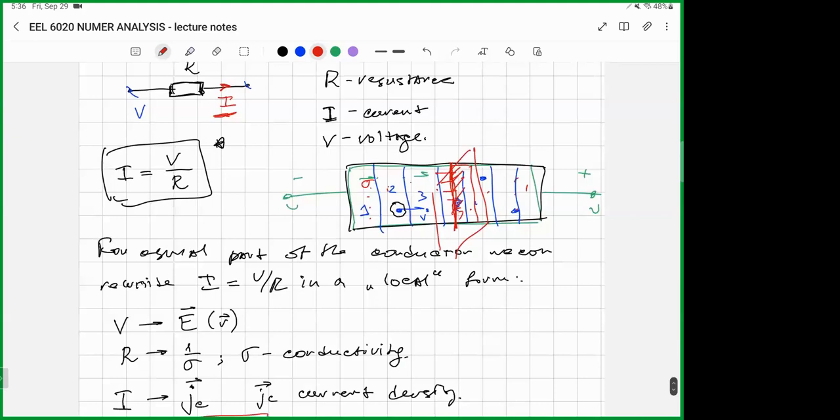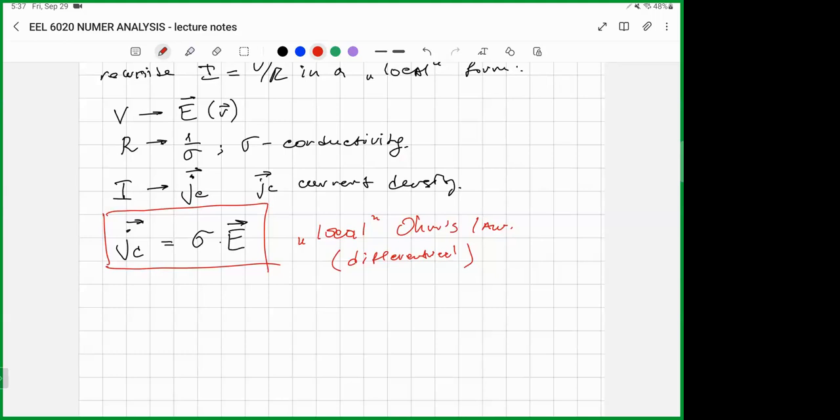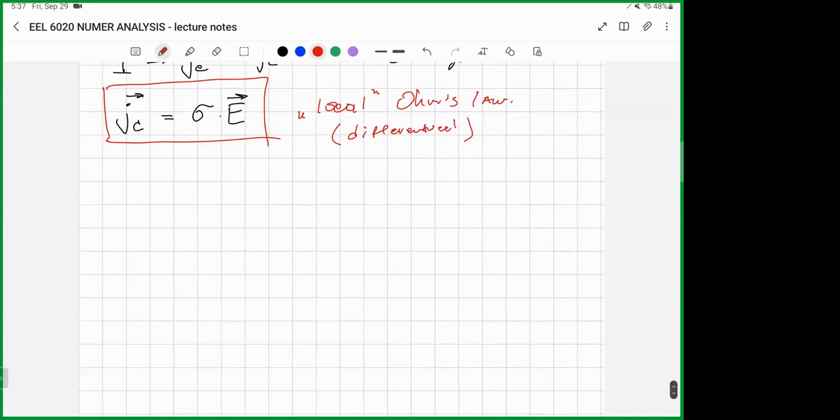And this is the way we can change our perspective of considering the particular system. We can either zoom in and investigate the local currents and fields, or zoom out and consider the structure, the circuit, the conductor as a whole.